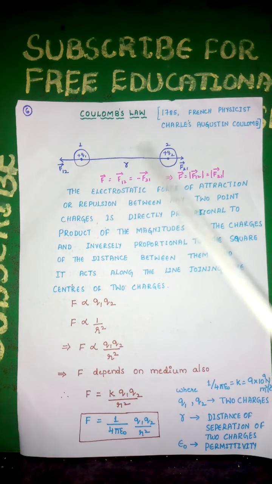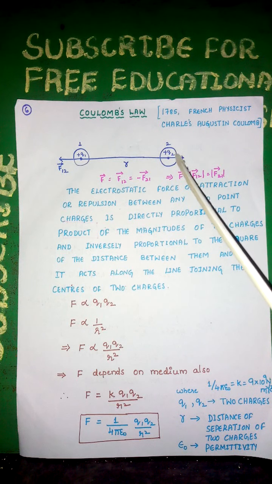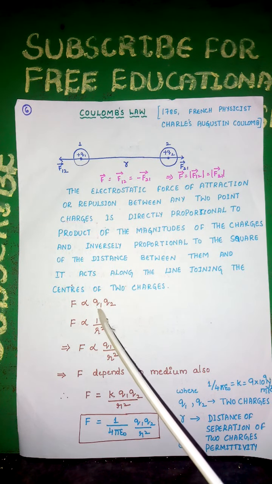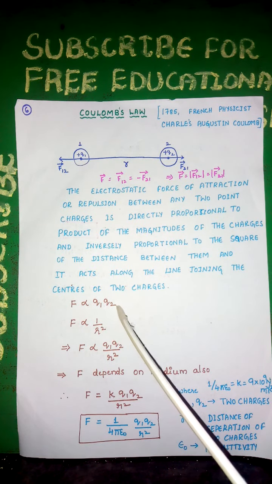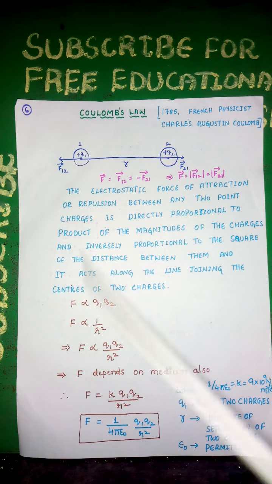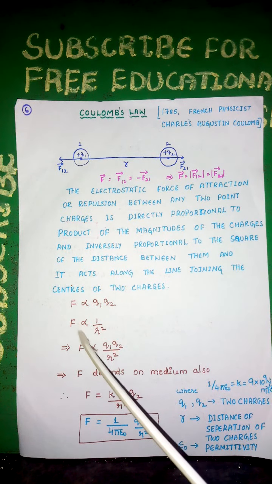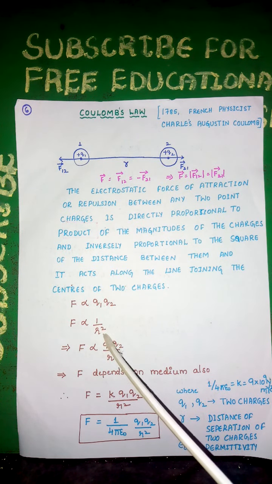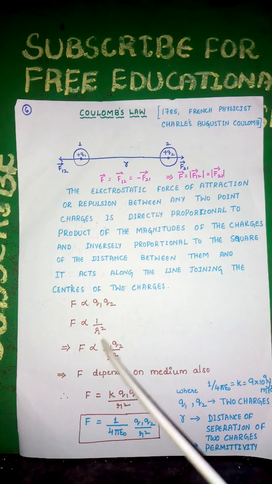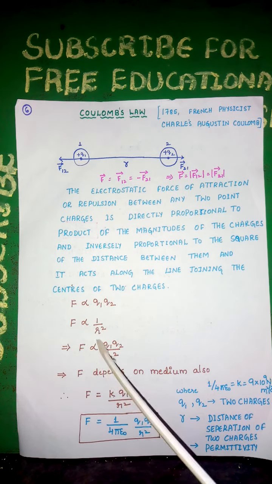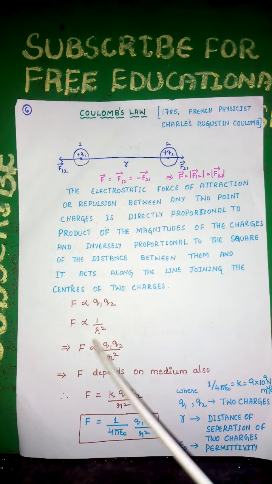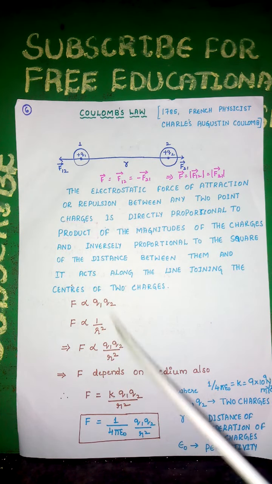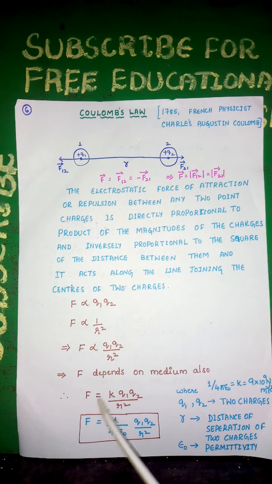From this diagram, F is directly proportional to Q1 and Q2. I can write F is proportional to Q1 Q2. Similarly, the distance of separation is r, so F is inversely proportional to the square of the distance: F is proportional to 1 by r squared. Now combining these two, F is proportional to Q1 Q2 by r squared. To remove this proportionality, we have to introduce a constant term, here k. So F is equal to k Q1 Q2 by r squared.